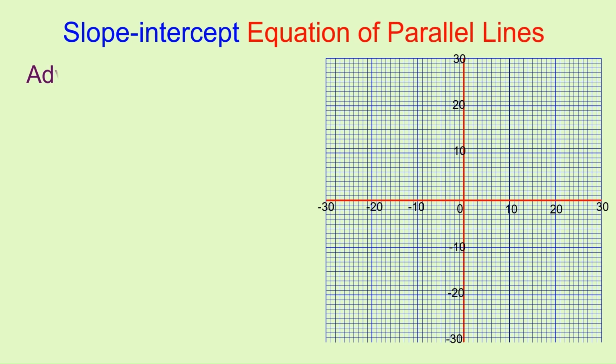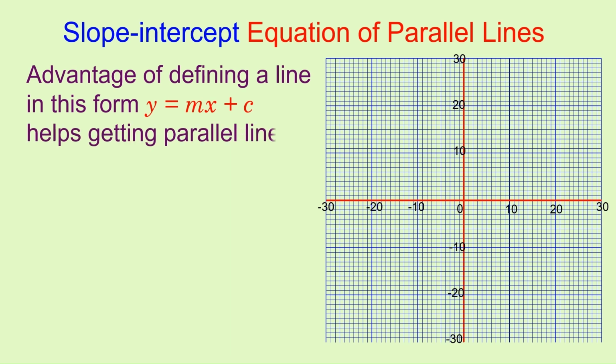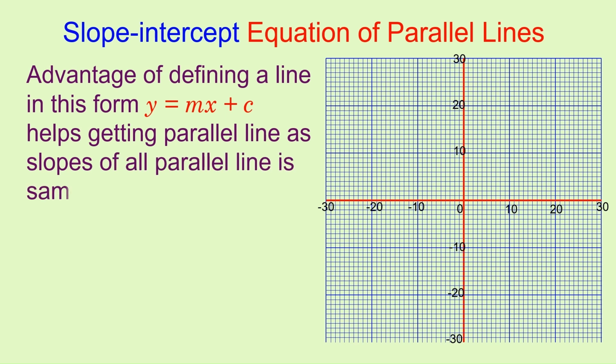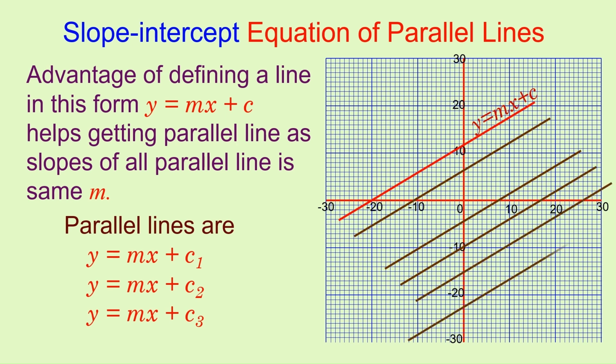Slope-intercept equation of parallel lines. The advantage of defining a line in the form y equals mx plus c is that it helps in getting parallel lines, as the slopes of all parallel lines are the same. Parallel lines are y equals mx plus c1, y equals mx plus c2, y equals mx plus c3, and so on.